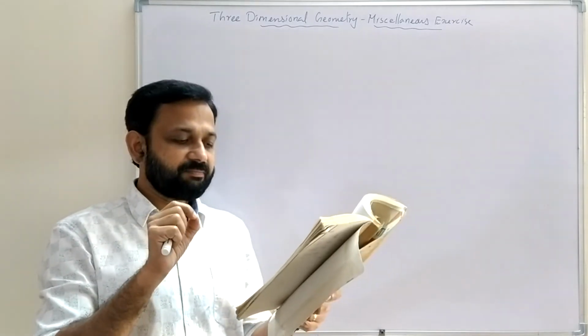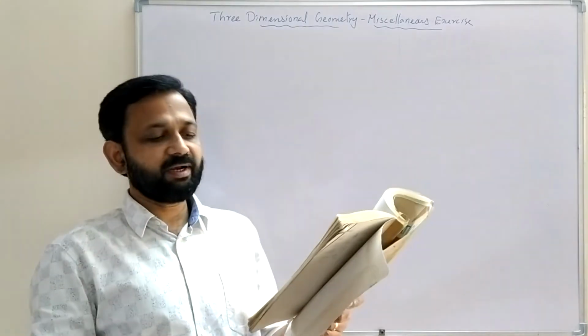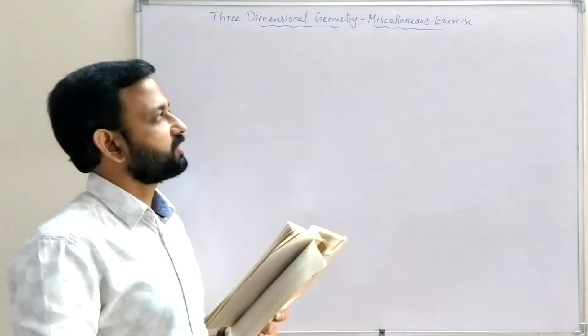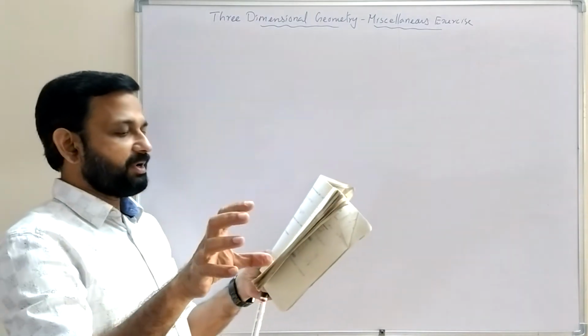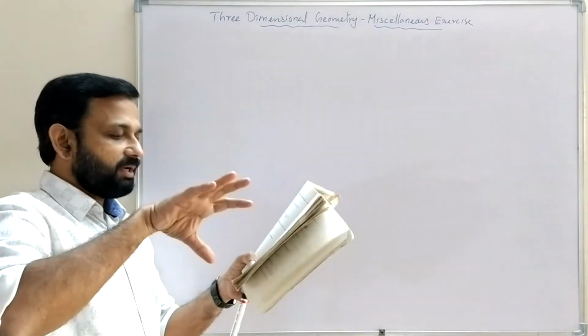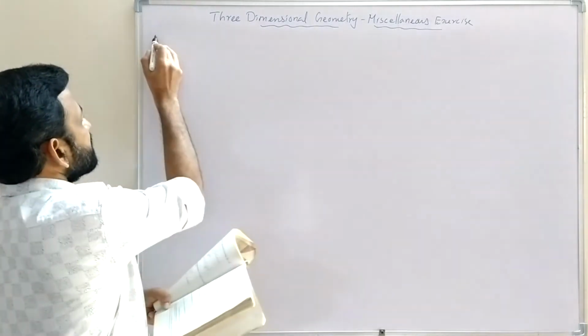line determined by the points 3, 5, minus 1 and 4, 3, minus 1. So we have to show that the line joining origin and one point is perpendicular to the line joining the other 2 points. So question number 1.